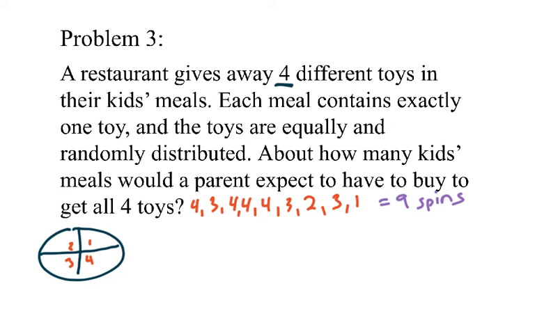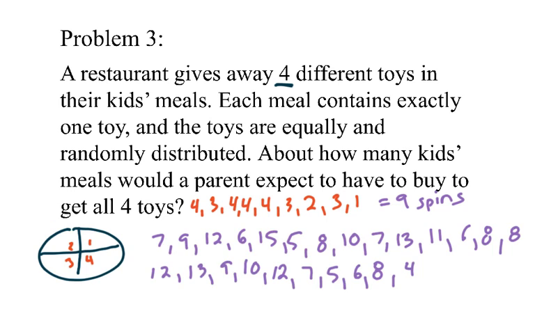Now, just doing this once is generally not a good way to do this. What you want to do is do this multiple times. So I'm going to pause the video and run this simulation multiple times and just count the number of spins it takes for me to get all 4 toys. So I'm going to do it maybe 25 times. Okay, so here's the data of me doing it 25 times and how many spins it took to get all 4. So what we're going to do is find the average of this. We're going to add them all up and divide by however many we're adding.